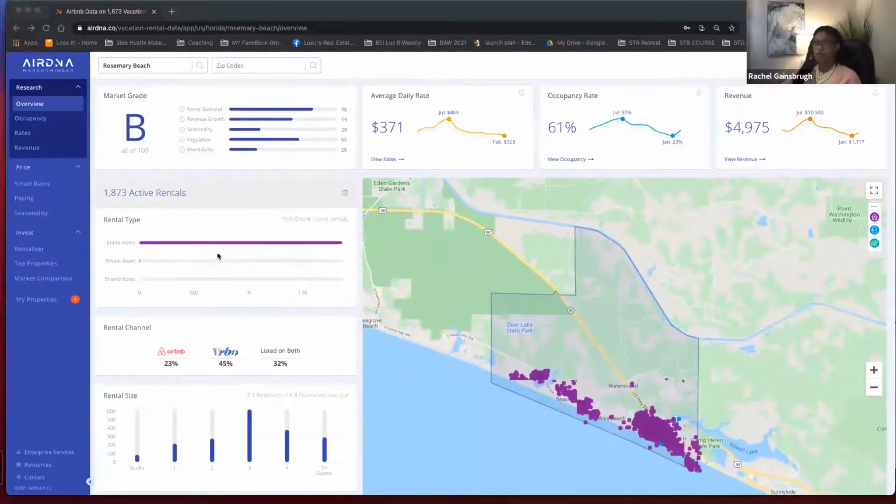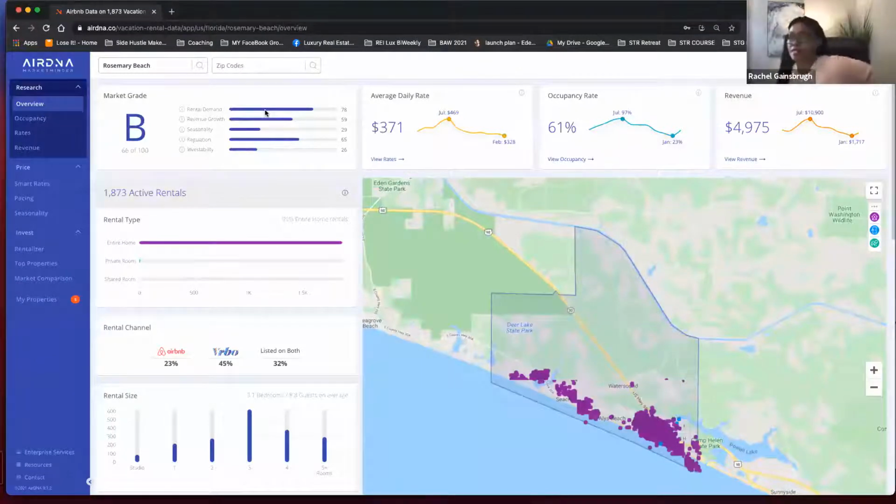With that being said, the first place you get to when you open up the Market Minder, the purchase kind, again, not the free kind, the purchase kind is what you'll need. The first thing you'll see is the market grade, the average daily rate, occupancy rate, and the revenue. What goes into the market grade is the rental demand, the rental growth, the seasonality, the regulation, and investability.